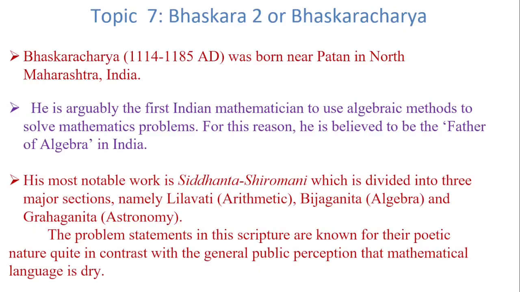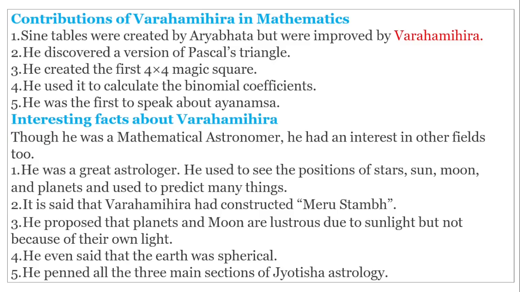In fact, Varahamihir also was aware of binomial coefficients, which were found in Europe much later. Also, Varahamihir constructed a 4 by 4 magic square. A 4 by 4 magic square is a square in which there are 4 rows and 4 columns, and therefore 16 cells, and the numbers 1 to 16 are placed in those 16 cells in such a way that the numbers in each row, in each column, and on the diagonals add up to the same number.